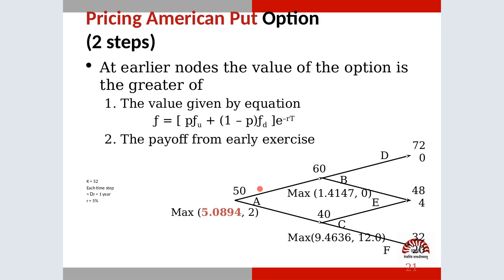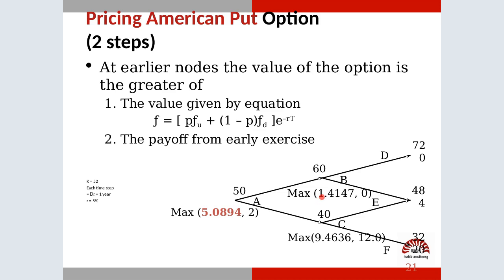If this tree, instead of calling it a European option, was an American option, what would happen? Well, everything would be the same, except at every node I need to compute the benefit of holding on or the benefit from immediate exercise or early exercise. So if you look at this point now, the 1.4147 comes from this expression: 0 into 0.6282 plus 4 into 0.3718, discounted, and that is how I get this value.